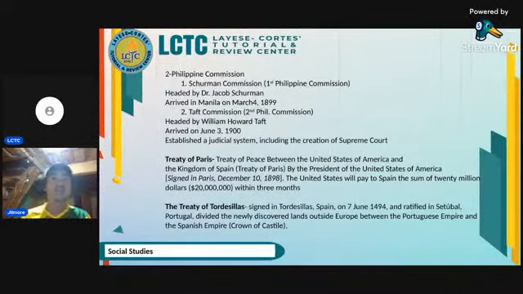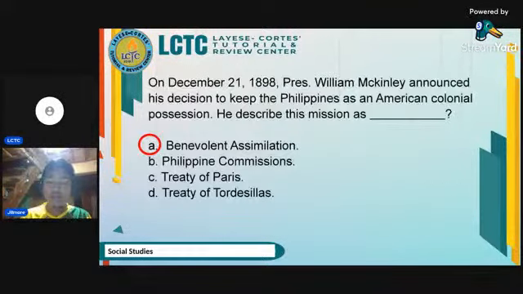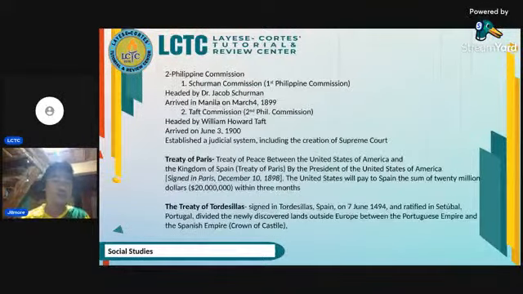Take note that there were two Philippine commissions during the American period. The first one is the Schurman Commission, and the second one is the Taft Commission. Take note of that one. The Schurman Commission was the first Philippine commission, and it was headed by Dr. Jacob Schurman. Who led the first commission of the Philippines? Dr. Jacob Schurman. And they arrived in Manila on March 4, 1899.